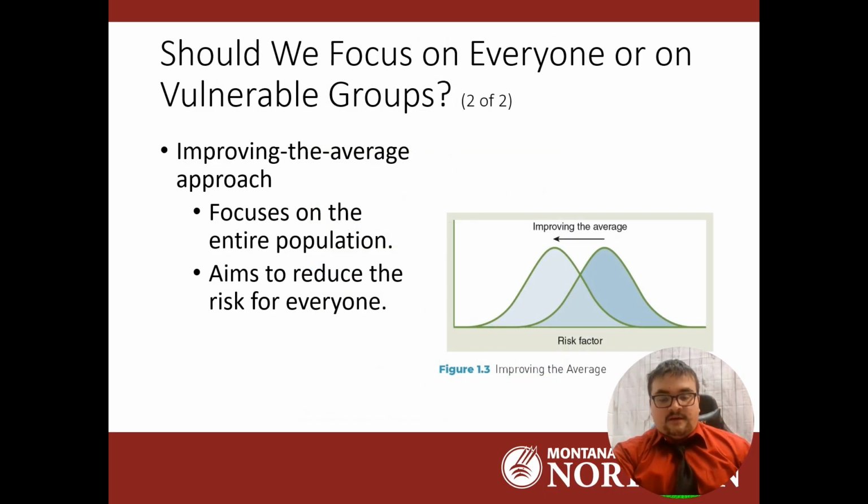Right, so now focusing on the other approach, which we call improving the average, this strategy focuses on the entire population rather than just high-risk groups. The goal is to reduce overall risk for everyone, improving general health outcomes across the board. This approach assumes that everyone is at some degree of risk for disease, and risk increases with the extent of exposure to certain factors. So think of environmental pollutants, unhealthy diets, and others.